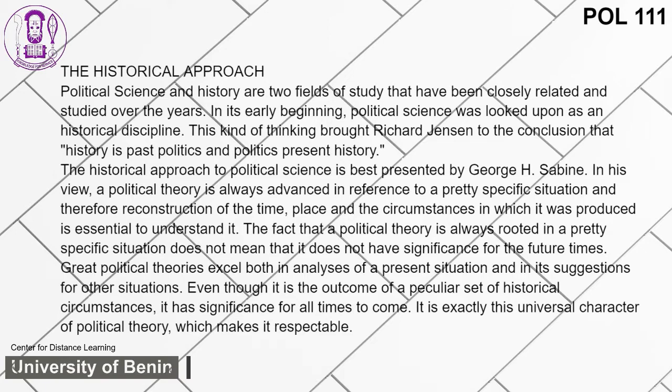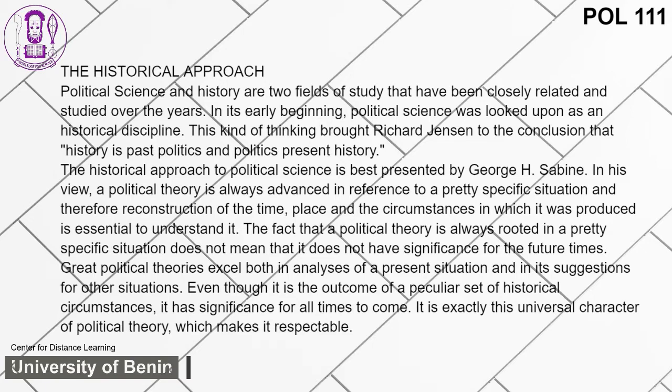The historical approach to political science is best presented by George H. Sabine. In his view, a political theory is always advanced in reference to a pretty specific situation, and therefore a reconstruction of the time, place, and circumstances in which it was produced is essential to understand it.